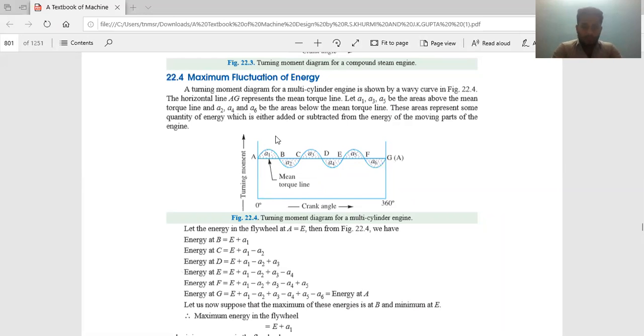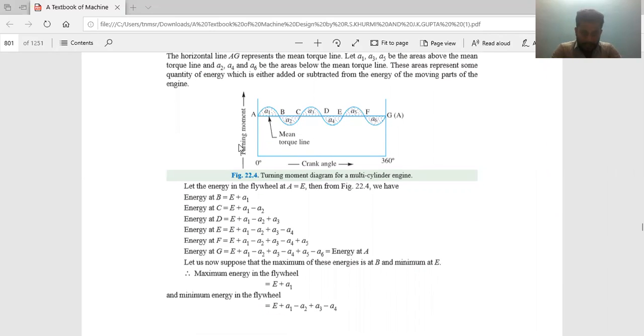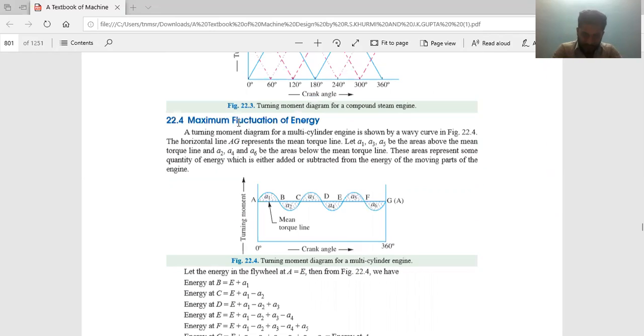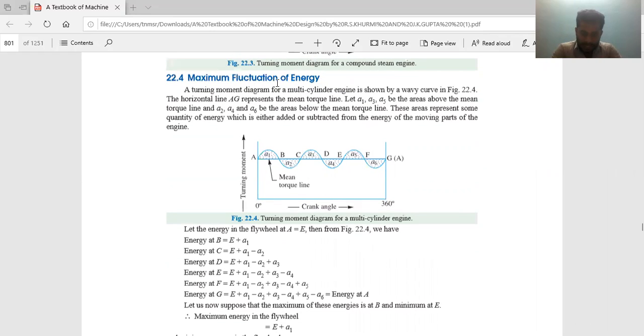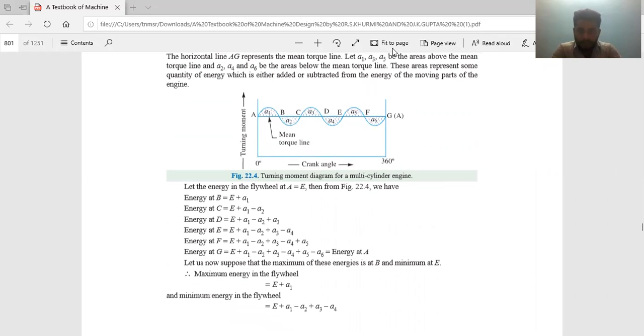Fine. So now I want to calculate the maximum fluctuation of energy. I know that the maximum fluctuation of energy is nothing but the difference between the maximum energy and the minimum energy. So from this data, find out which one is your maximum energy and which one is your minimum energy. That will depend from problem to problem. Let us assume E plus A1.